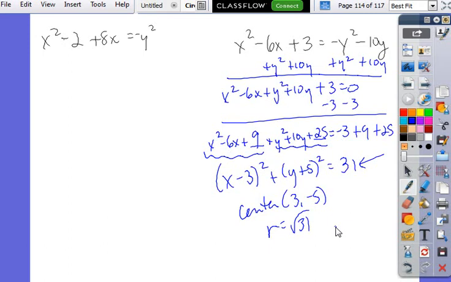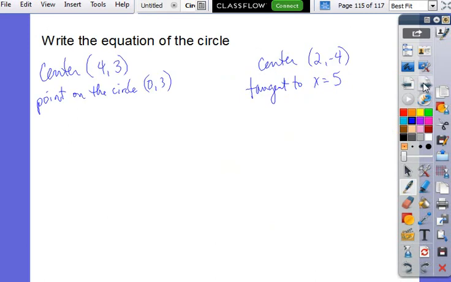All right, for these, it says write the equation and it gives you certain information. What is missing that we have to have? The radius. All right. Now I can go ahead and do the first part. X minus 4 squared plus y minus 3 squared. Everybody should be good with that. That part I can get from the center. The question is, what is the radius?